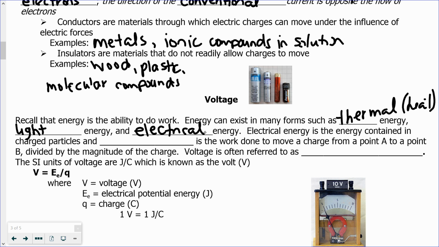So electrical energy is the energy contained in charged particles, and voltage is the work done to move a charge from point A to point B divided by the magnitude of the charge, so how big the charge actually is. Voltage is often referred to as electrical potential difference. I don't know if I can fit all that.